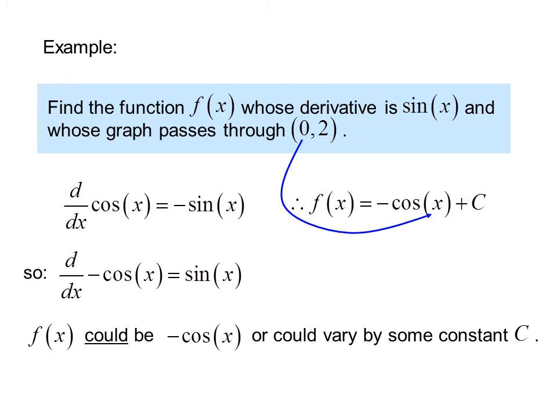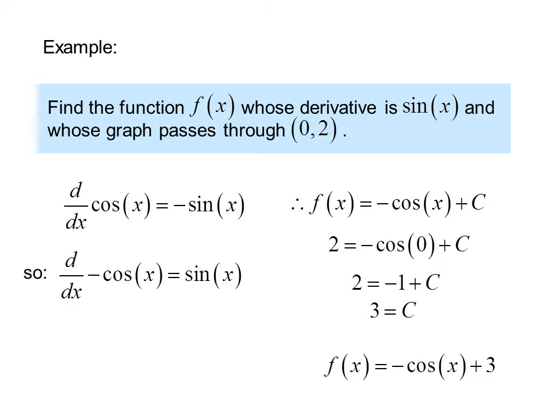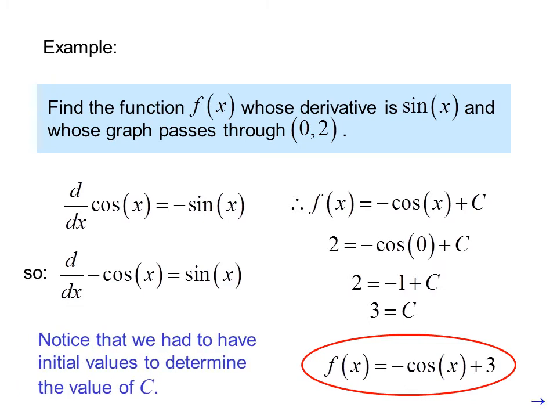However, we have some initial values. So if we plug in 0 for x and 2 for y, or f of x, then we can solve for c. So 2 equals negative cosine 0 plus c, or 2 equals negative 1 plus c, so 3 equals c. Our original function then must have been f of x equals negative cosine x plus 3. Notice that we had to have initial values to determine the value of c.